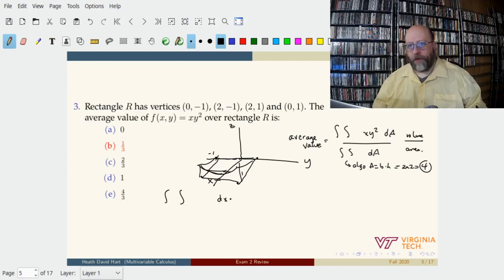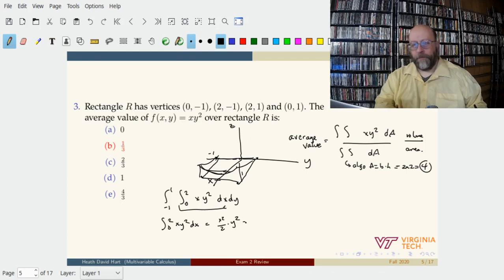Since it doesn't really matter for a rectangle which order we integrate, we'll do dx dy. Y goes from -1 to +1, and x goes from 0 to 2. We'll do the inside integral first. The integral of x is x squared over 2. Plugging in 0 and 2, 2 squared over 2 is 2y squared. And 0 squared over 2 is 0y squared. So we just get 2y squared.